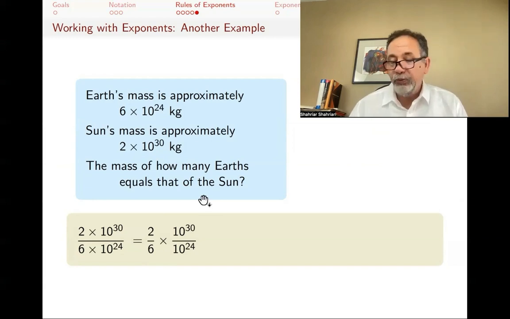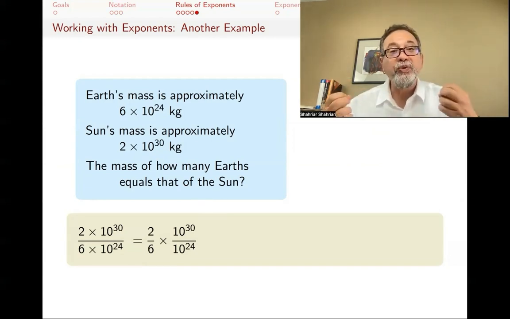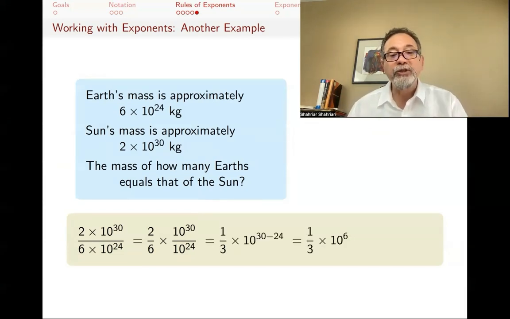2 over 6, that's 1/3. What about the other thing? Bases are the same, and we're dividing, so we subtract the exponents. So that's 1/3 times 10 to the 6th. 10 to the 6th is a million, so approximately 333,000.